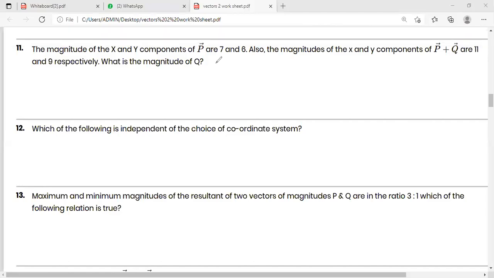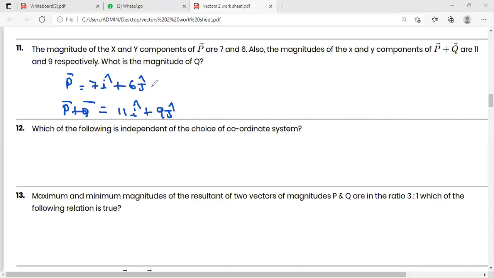So it is given here the components of P bar. So what can we write for P bar here? P bar can be taken as 7 i cap plus 6 j cap only. X and Y components are given, so it can be written as 7 i cap plus 6 j cap. And what is P bar plus Q bar? For P bar plus Q bar, the components 11 and 9 are given respectively. That means 11 is the X component, 9 is the Y component. So 11 i cap plus 9 j cap.